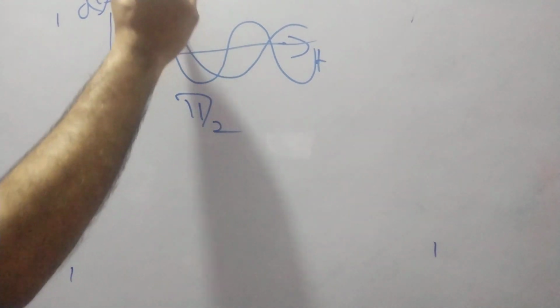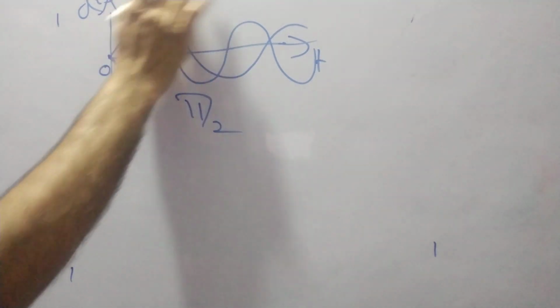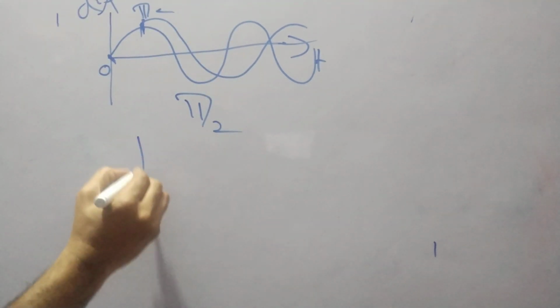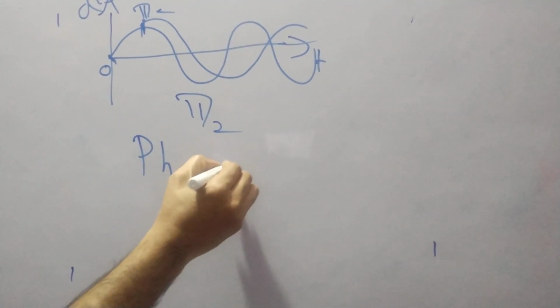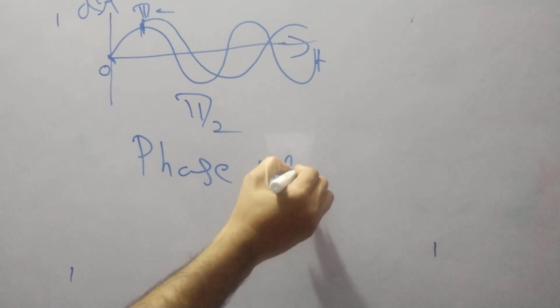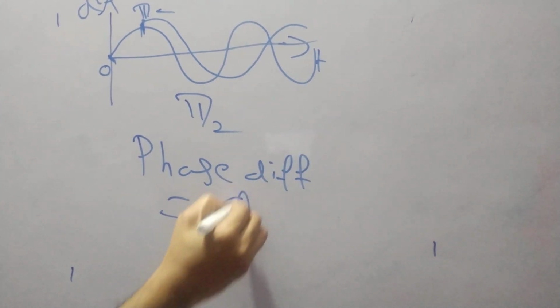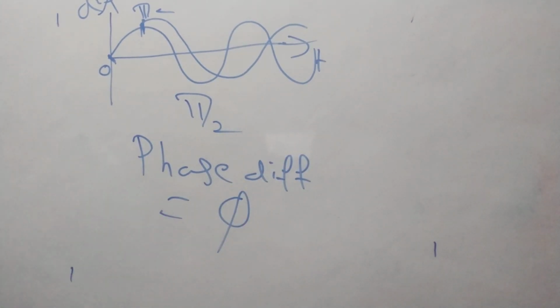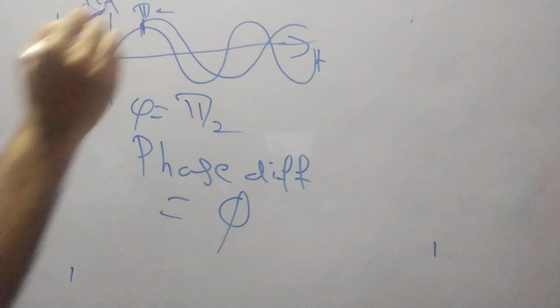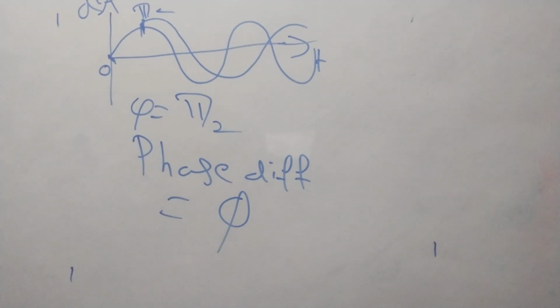And the symbol for phase difference in physics we will follow is phi. Phi is known as phase difference. So what is phi here? Pi by 2, right? Okay.